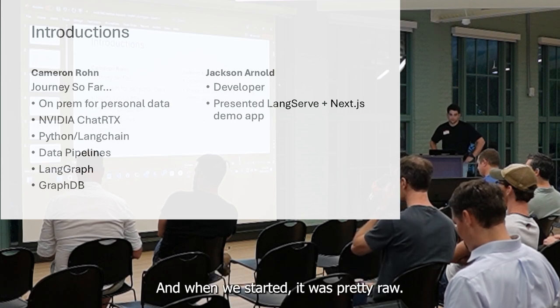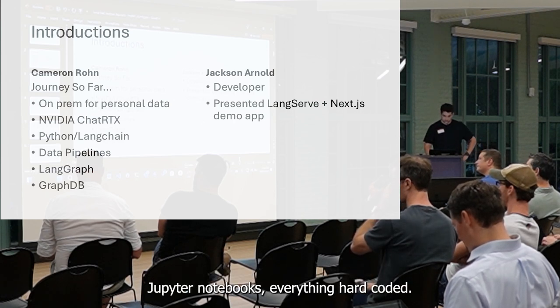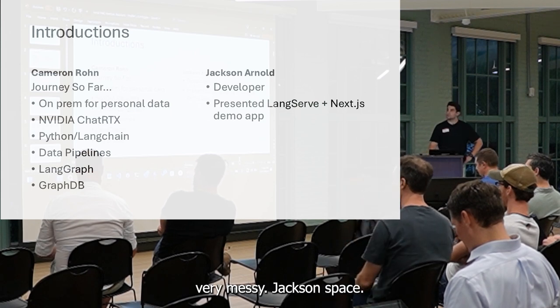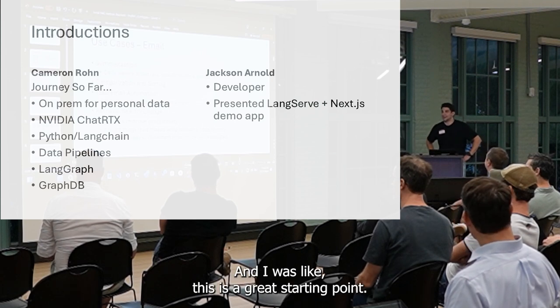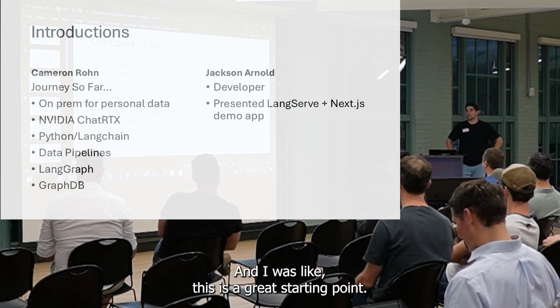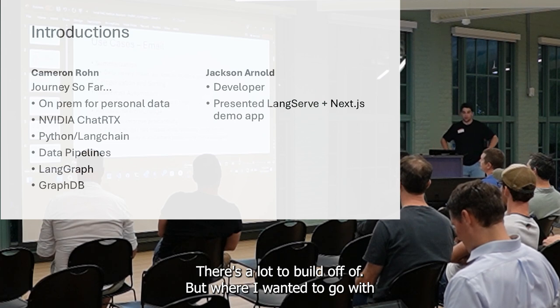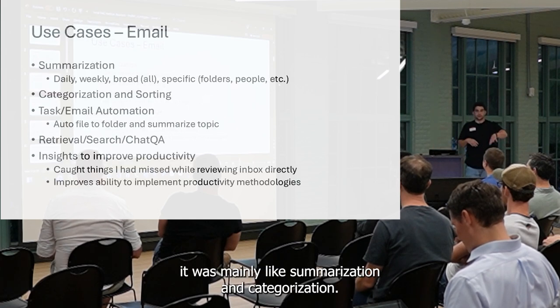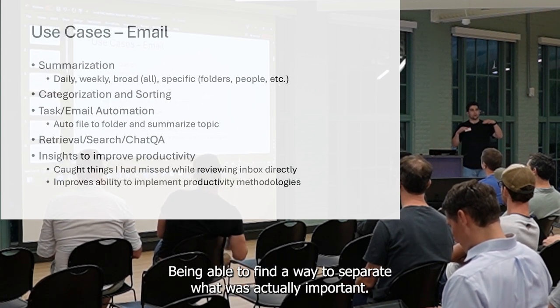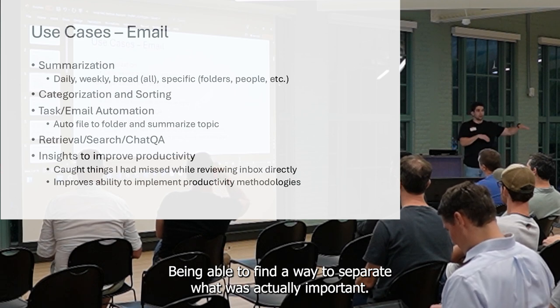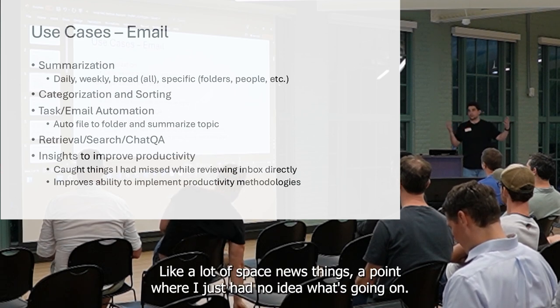When we started, it was pretty rough: Jupyter notebooks, everything hard-coded, very messy. Jackson's face, I wish I would have captured it. It was a great starting point. There's a lot to build off of, but where I wanted to go with it was mainly summarization and categorization, being able to find a way to discern what was actually important in my inbox. It was getting to a point where I just had no idea what's going on.